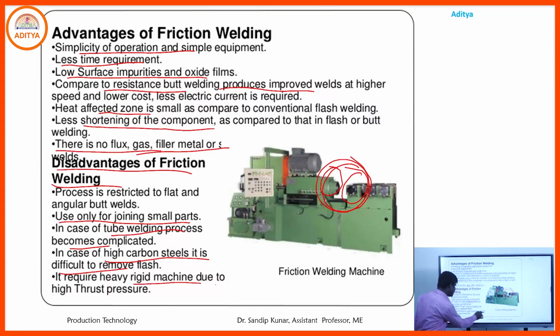Another, heavy rigid machine due to high thrust pressure. Why is it required? Due to holding of that particular non-rotating part, we provide some pressure on that side. So the machine structure must be rigid in the case of friction welding.